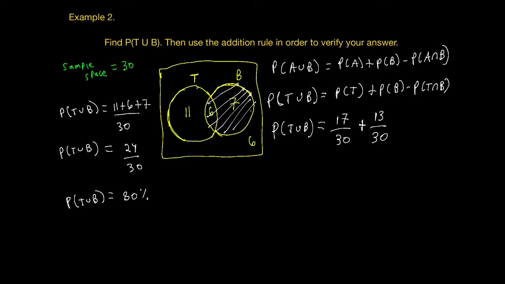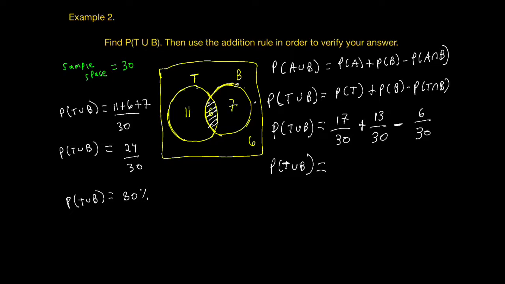So let's subtract the intersection. And here the probability of t and b, let me go ahead and emphasize that part. That's this intersection. That's 6 out of the sample space, which is 30. We're dealing with probabilities here. So now we add these fractions. We have a common denominator, which means that we can add the numerators.